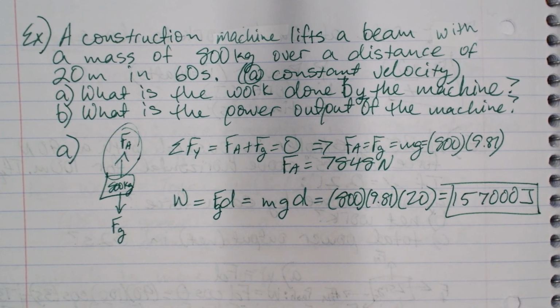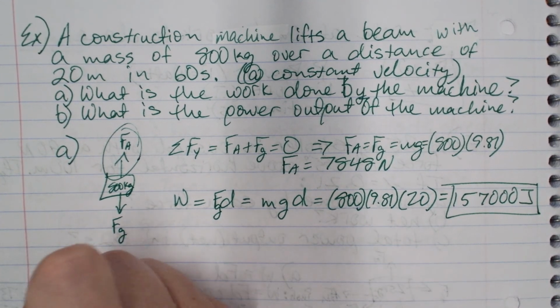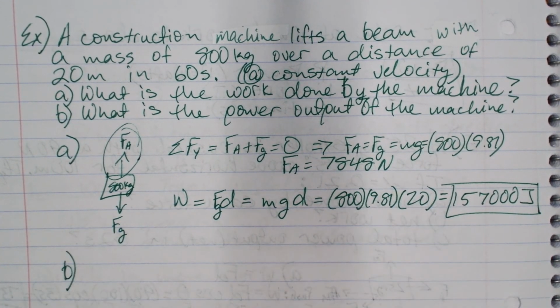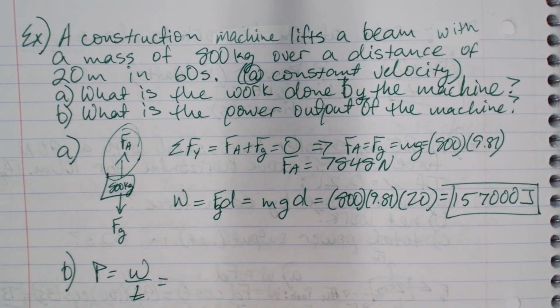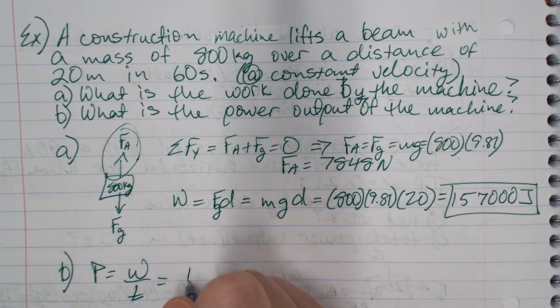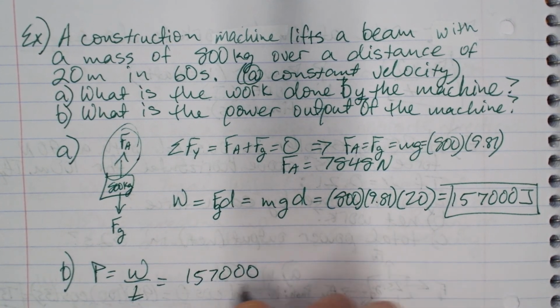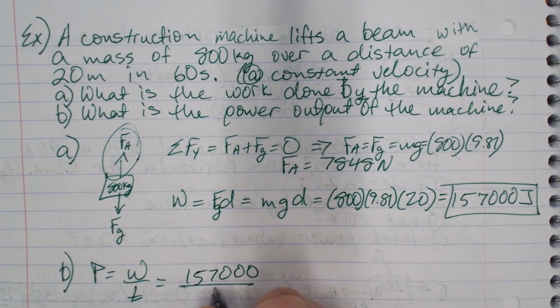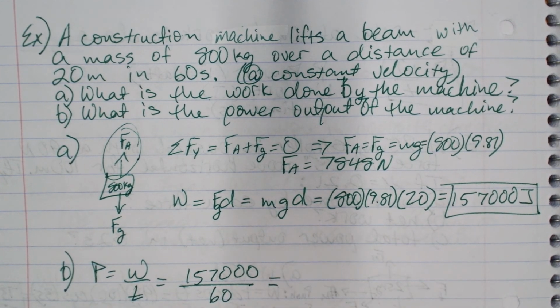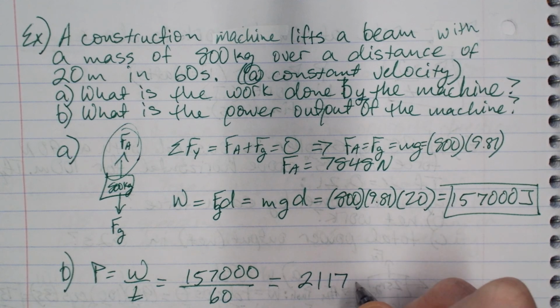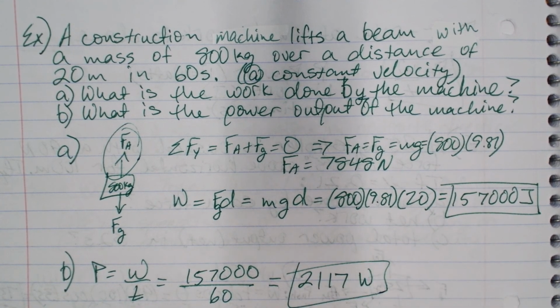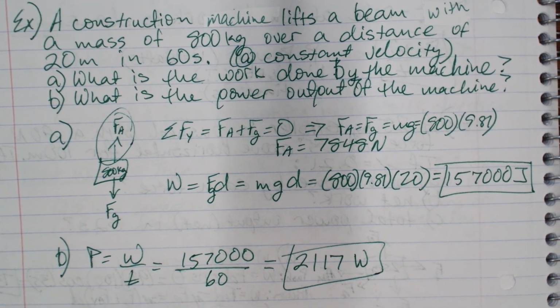Now for part B, I want to know what's the power output of the machine. So power is just work over time. I already have the work. It's 157,000, and I'm doing this over 60 seconds. So I get about 2,117 watts. So that's the power output of the machine.